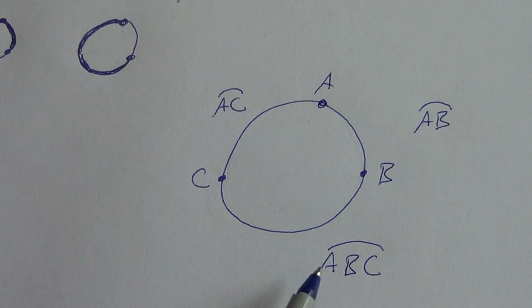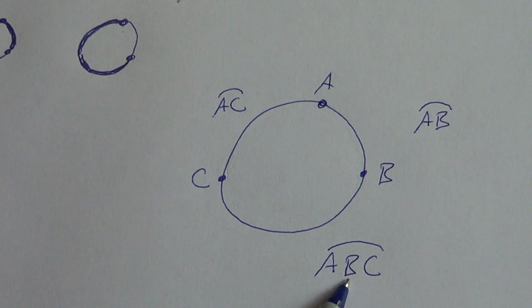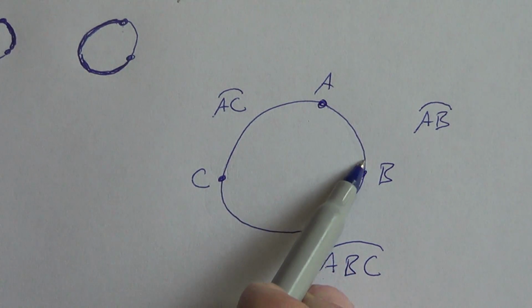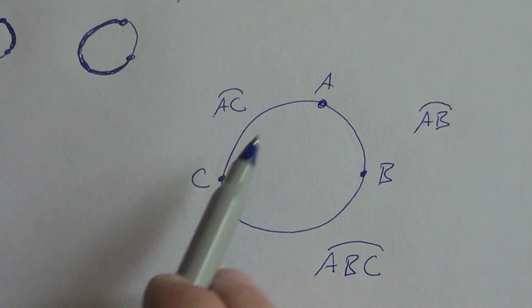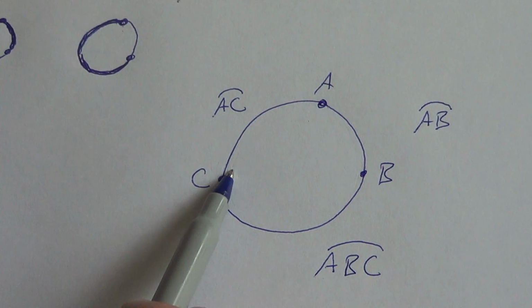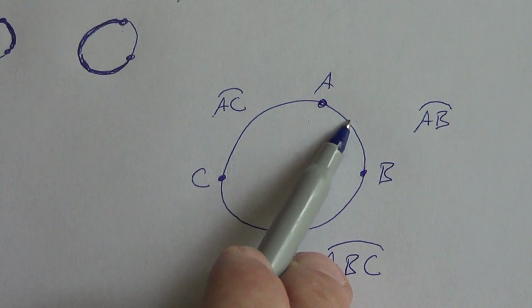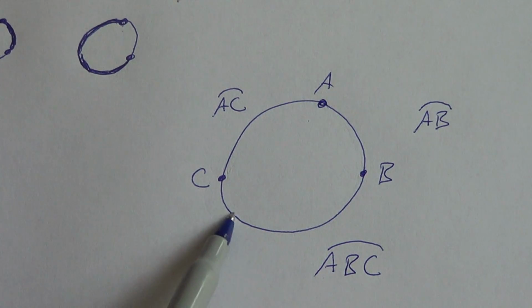I'm going to start at A, go through B, and keep going until I get to C. But I can't start at A, come through B, and then cut across the circle. That's not an arc. It's almost like an angle if I would come straight across. We're going to deal with that kind of angle later on in this chapter. An arc has to stay on the circle itself all the way around.